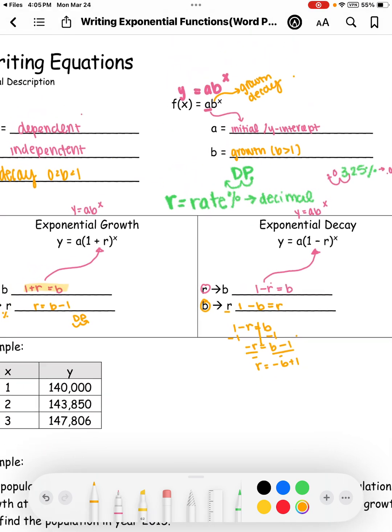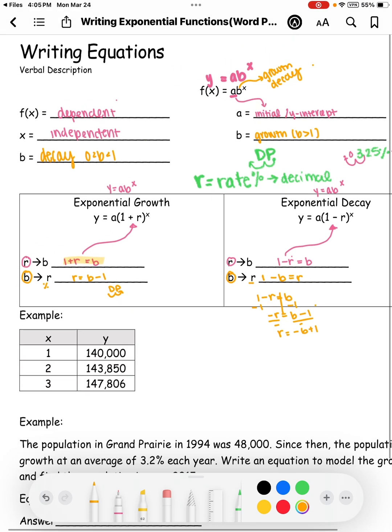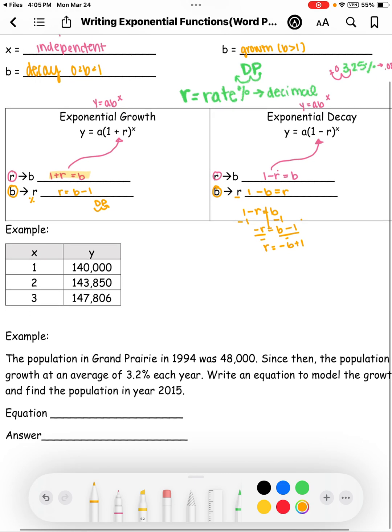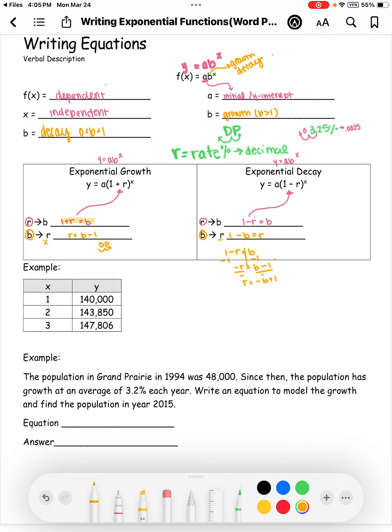Now I know that's a lot. You probably need to pause it. You need to slow it down, whatever you need to do. Okay? But let's do some example problems to hopefully understand this a little bit more. Please, please, please do not just copy what I'm saying and tune me out. Please listen, okay? The population in Grand Prairie in 1994 was 48,000.